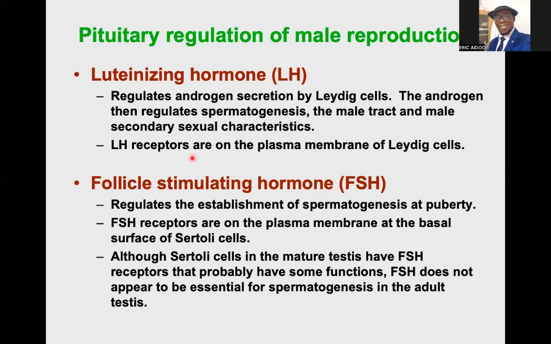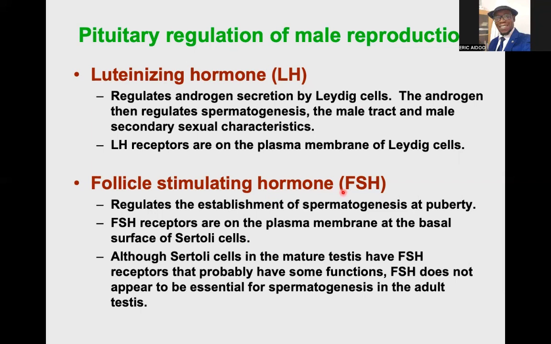Pituitary regulation of the male reproductive system. So luteinizing hormone, LH, regulates androgen secretion by the Leydig cells. The androgen also regulates spermatogenesis, and therefore the male tract and secondary sexual characteristics, which we have covered just in the previous slide, concerning the deep voice, the hair on the chest, and then beard, and the like. LH receptors are on the plasma membrane of Leydig cells.